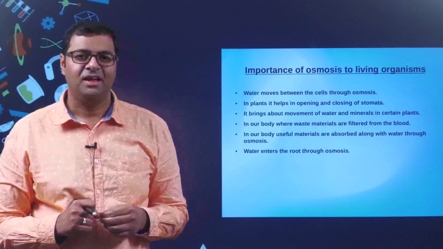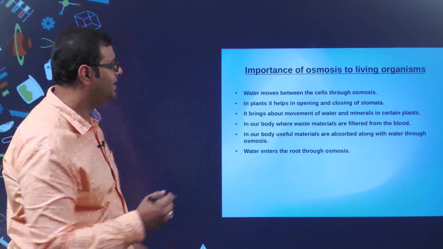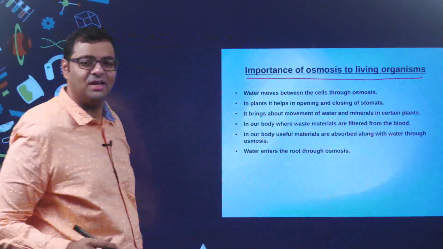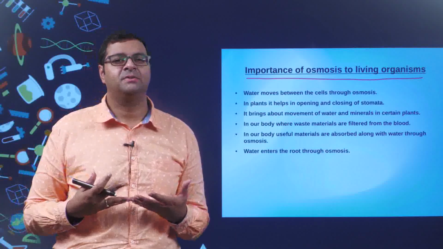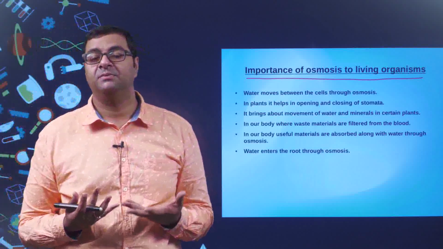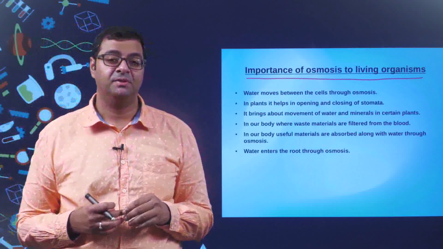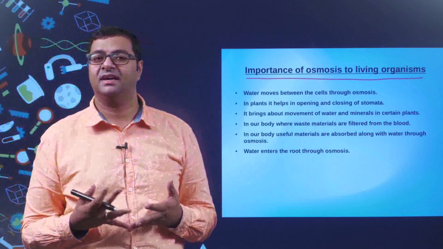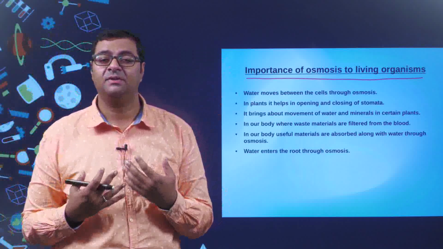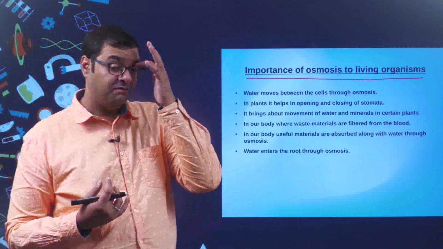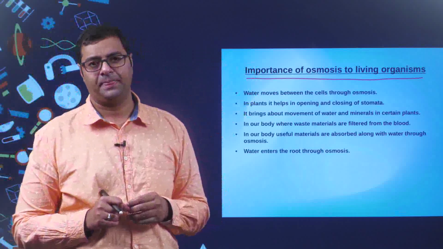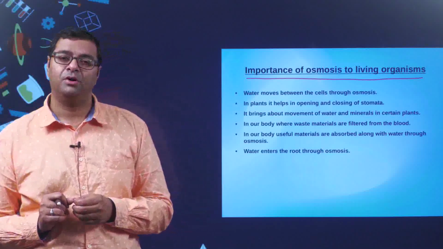Hello children. Now we are going to understand the importance of osmosis in living organisms. We have been discussing experiments about osmosis. We had been discussing how the plasma membrane works as a semi-permeable membrane and what processes occur inside. That process, osmosis, occurs in the plasma membrane, right? Now we will see how this osmosis is important to us.